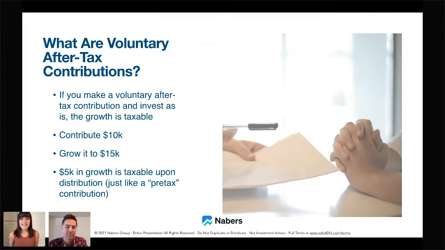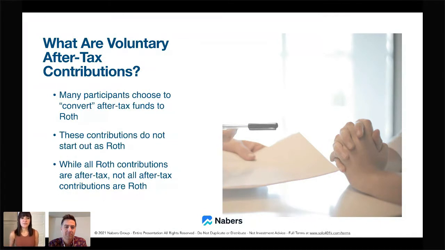So if you contribute $10,000, it grows to $15,000. The $5,000 in growth is taxable upon distributions, just like your pre-tax contributions. So many participants will choose to convert these after-tax funds to Roth because these contributions do not start out as Roth. This is always important, and it may sound confusing, but just listen closely. While all Roth contributions are after tax, not all after-tax contributions are Roth.